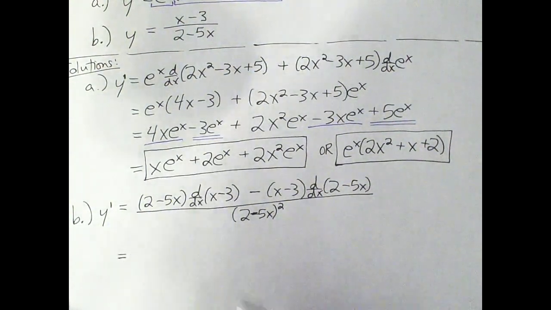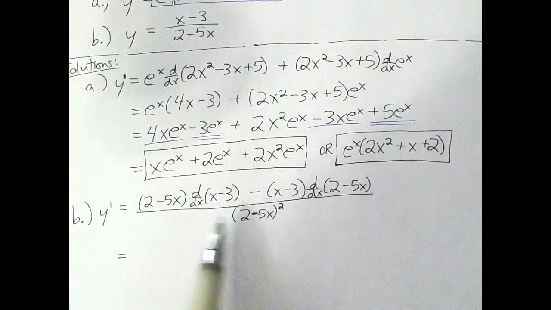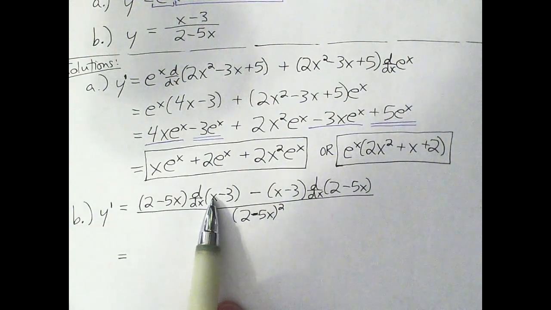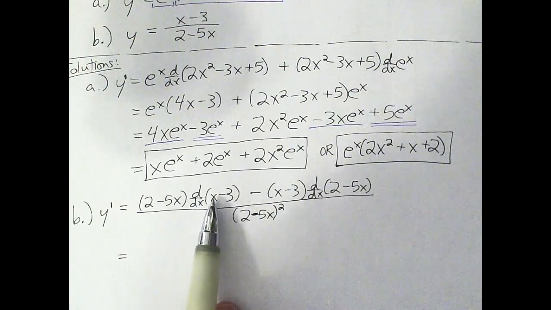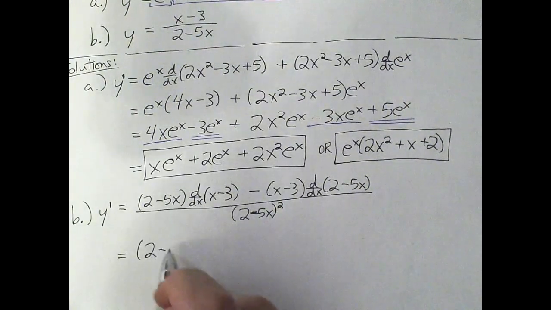That's a good start, but we still have a lot more to do, right? Let's look at each of the little derivatives here. So like d dx of x minus 3. The derivative of x is 1. The derivative of minus a constant is 0. So this is just 1. This whole derivative right here is 1. So we just say 2 minus 5x.